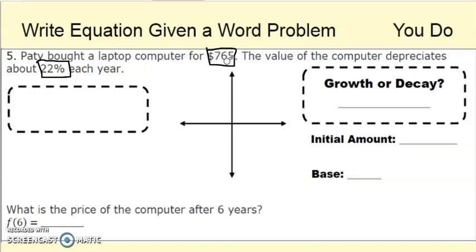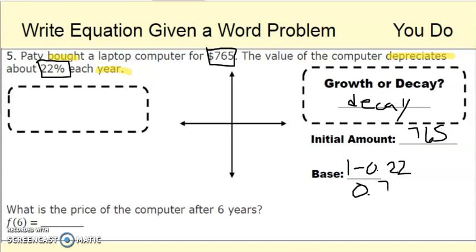So they bought the computer. That was the original value. It depreciates. It's each year. So from here we know the initial amount is $765. This is the decay because it's depreciating. And the base is going to be 1 minus our rate. So we have 0.78 is our base.